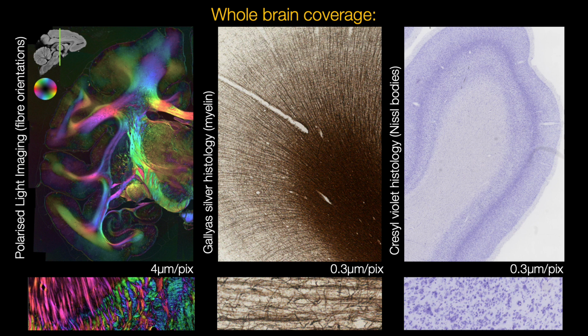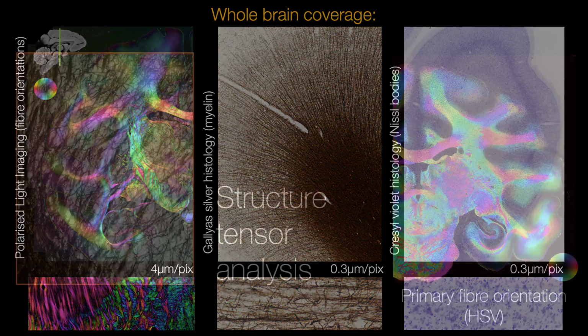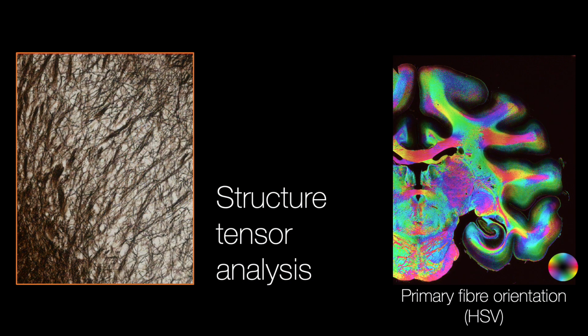Polarised light imaging utilises the birefringence of myelin to estimate the primary fibre orientation per pixel in 2D. The histology data is acquired with sub-micron resolution to visualise both myelinated fibres, as shown in the middle where the myelin is stained brown, and cell bodies from the Nissl-stained on the right where the cells are stained purple. We can then process the histology images using structure tensor analysis, a type of texture analysis, that allows us to estimate the primary fibre orientation per pixel. Here on the right I'm showing the fibre orientations estimated from the myelin-stained slides.